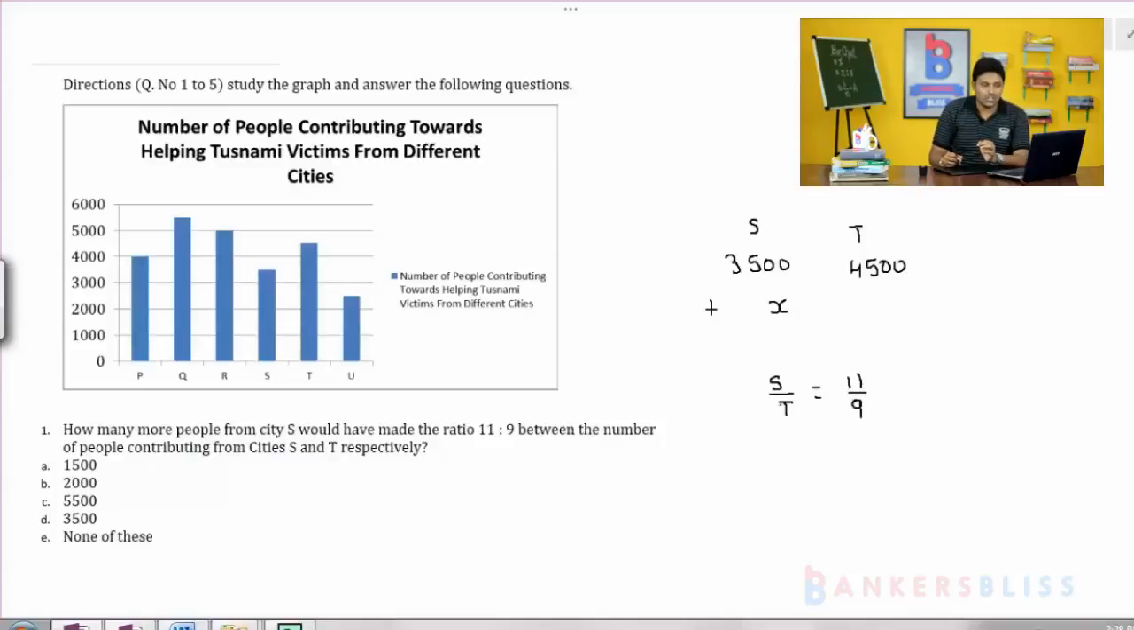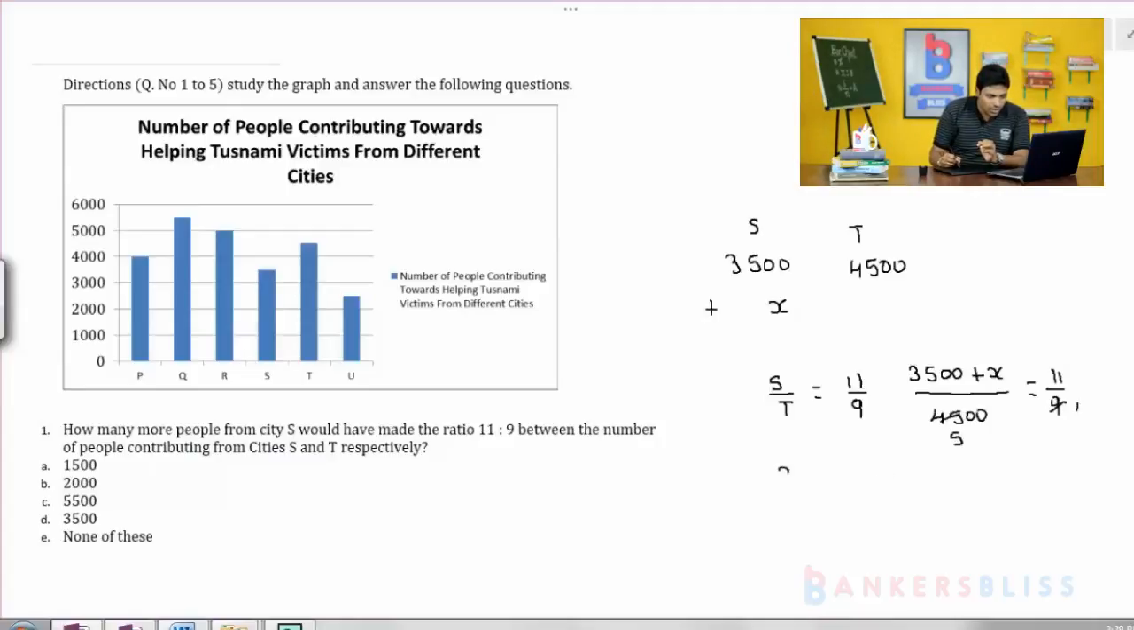Let me solve the general method first, and later on let me go to the shortcut method. Okay. 3500, the present number of people, plus the extra people you are adding, divided by 4500, is equal to 11 by 9. So, 9 ones are 9, 9 fives are 45, 500.